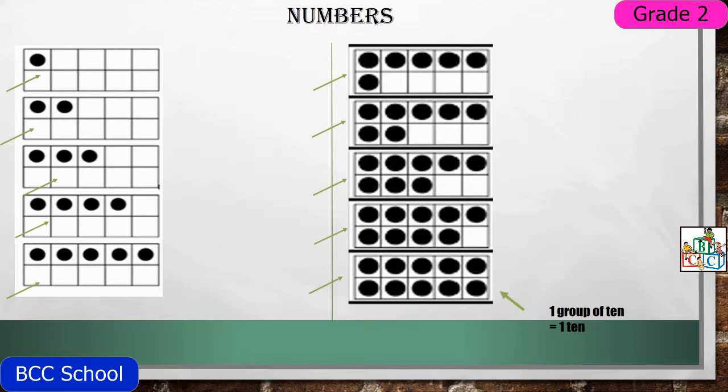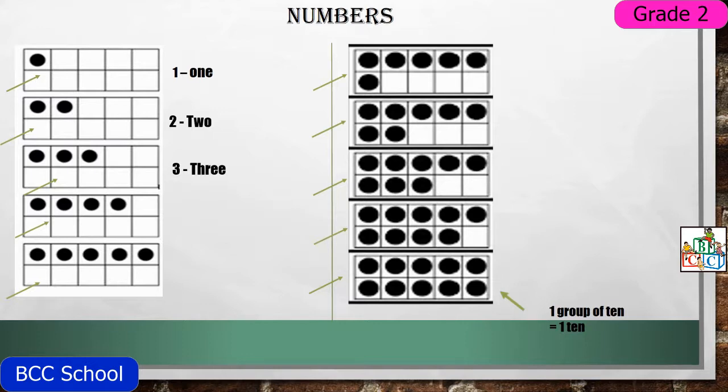Let's start with the first picture. Here, if there is one dot, it represents 1. O-N-E, 1. Next, if we have two dots, it represents 2. T-W-O, 2. If there are 3 dots in the 10 frame, this represents 3. T-H-R-E-E, 3.